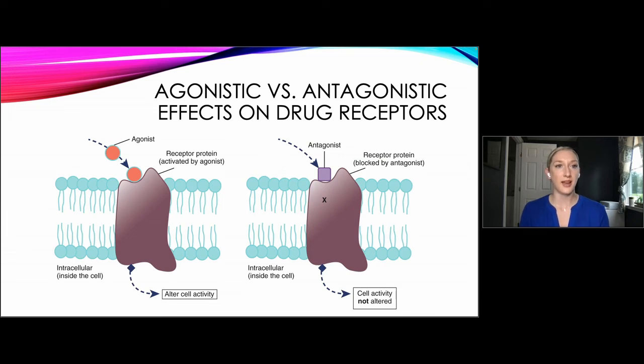So let's look at agonistic versus antagonistic effects on drug receptors. An agonistic drug interacts with a receptor and produces some type of cellular response. An example of this is narcotics, which mimic naturally occurring endorphins and activate the opiate receptors. Another example is that THC activates cannabinoid receptors. Antagonistic drugs interact with the receptor, but they block the response. An example of this is Naloxone, which inhibits opiate receptors, so it blocks the effects of narcotics.